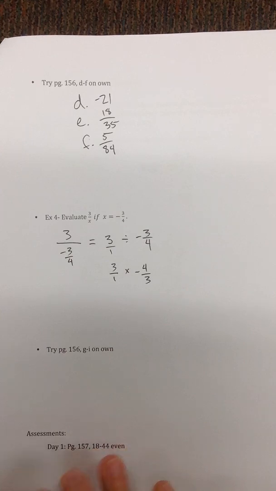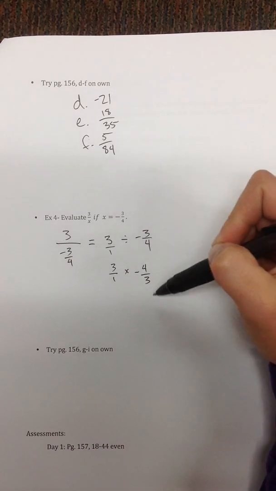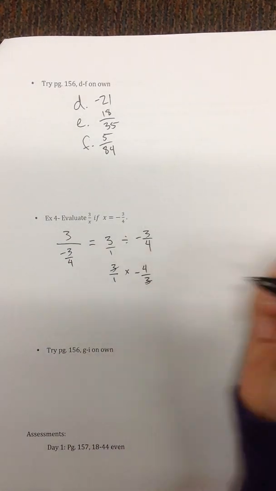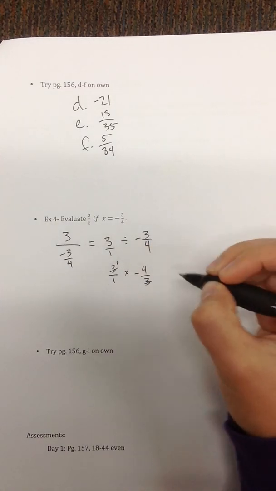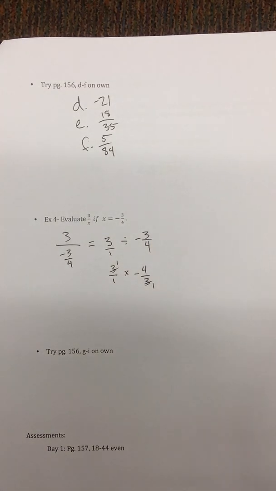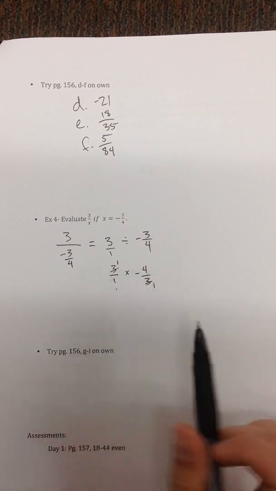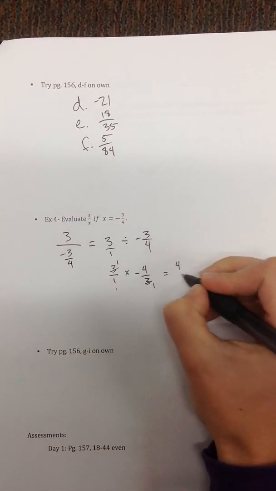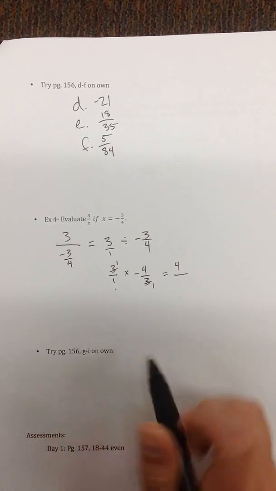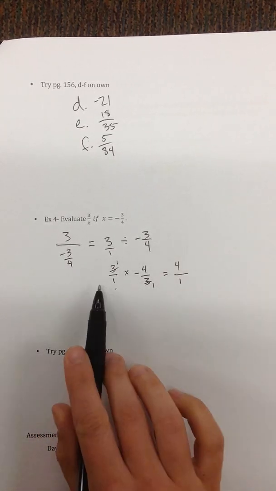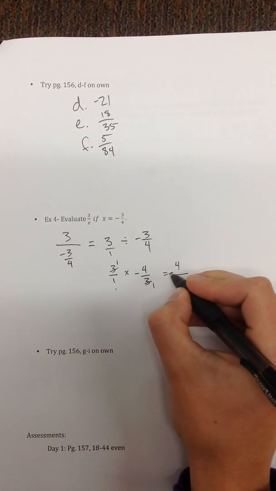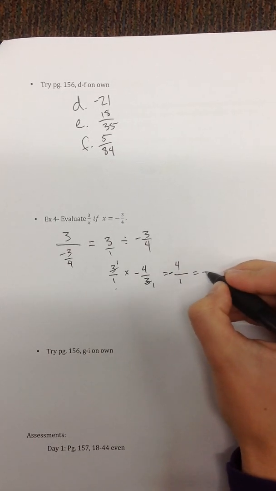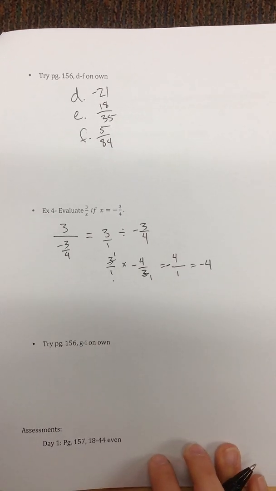So then I see if I can reduce anything, so I go crossways. 3 and 3 can reduce because I can divide both of those by 3, which would be 1 and 1. 1 and 4, nothing I can reduce there. Then I take top times top, so 1 times 4 is 4. Bottom times bottom, 1 times 1 is 1. This was a positive, this was a negative. So negative 4 over 1, which would be the same thing as negative 4. Okay?